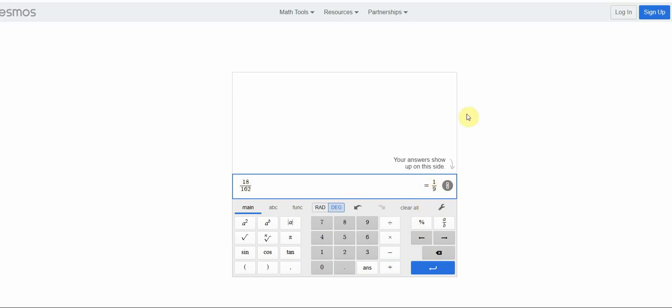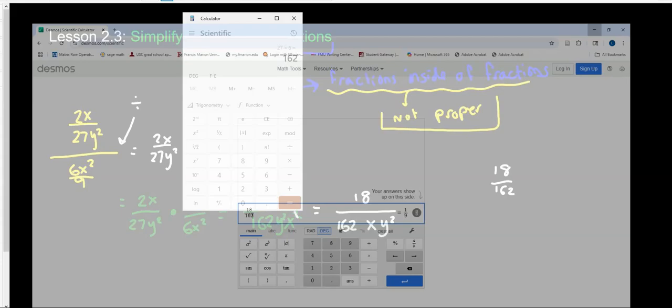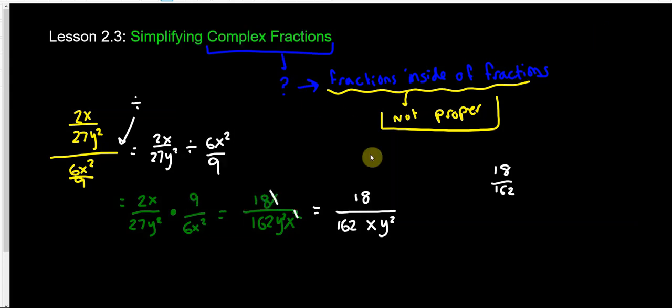Beautiful. I love this Desmos calculator and the graphing calculator. I'll show you that later when we do graphing. Desmos has free calculators that are pretty awesome to use. Since this is an online class, you may just be doing all this work on your computer, and so having a calculator right there on your computer would be nice. That works beautifully like this. So 1/9. All right, let's minimize that. Get rid of that calculator. And so instead of 18 over 162, I can reduce that to 1 over 9. And I still have this x and y squared.